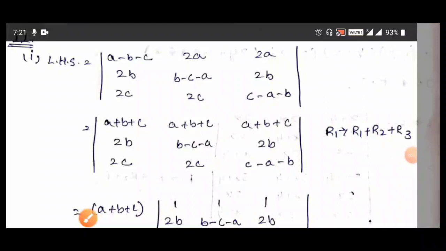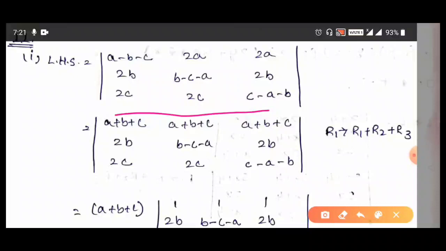Question number 11. In question number 11 this determinant is given. We need to show this is equal to (a plus b plus c) whole cube. So for that, see how we can get a plus b plus c from this determinant first of all.